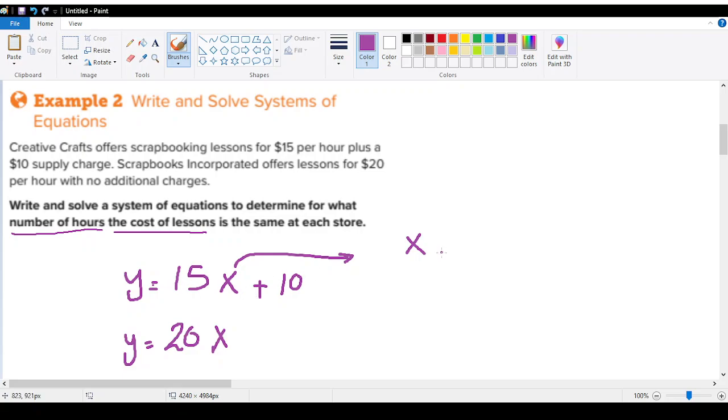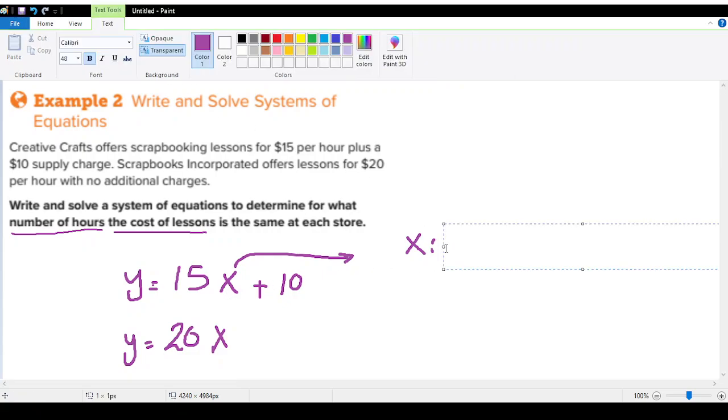Okay, Shamsa. So x represents what? Scrapbooking lessons for 1 hour. So it's the number of hours, right? Yes. I don't know how many hours I took, so I said 15x. So it's the number of what? Scrapbooking hours. Of hours, let's say. Whether it was creative crafts or scrapbooks, whatever. Okay? So x is the number of hours.